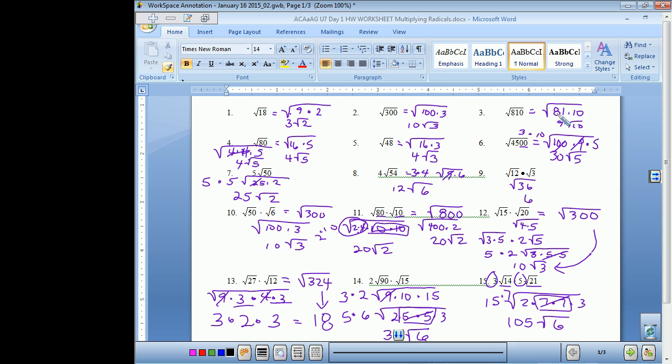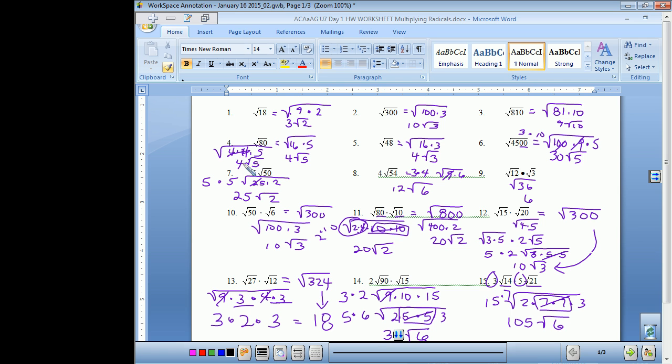810 is 81 times 10. The square root of 81 is 9, so it's 9 roots of 10. 80, if you thought about it, is 16 times 5, and the square root of 16 is 4. But if you broke it down into 4 times 20, then you'd have to break that 20 down into 4 times 5. So 4 times 4 is 16, so we know the square root of 16 is 4. We talked about that yesterday.